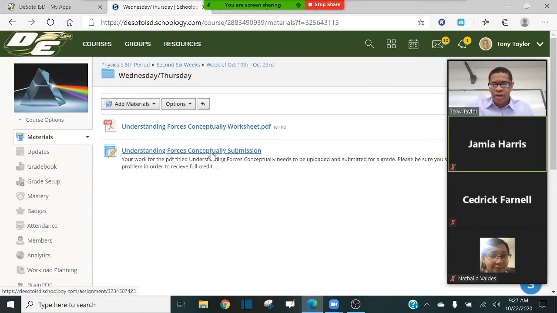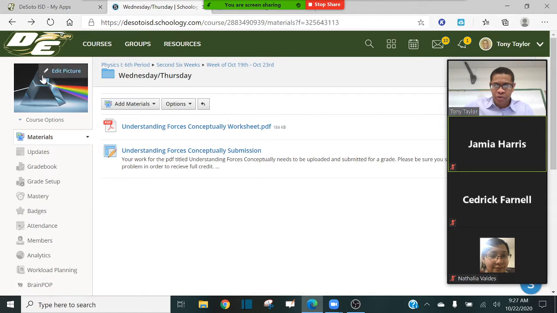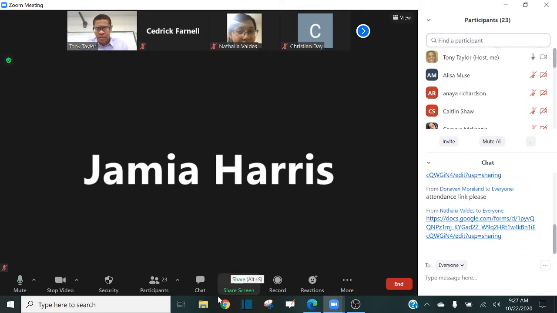Right here where it says Understanding Forces Conceptually, this is the submission box. As soon as you guys are done writing, you're going to take a picture of it and upload it into the submission box right here. Again, that will count as your grade for the day. So that's what's on the agenda. Let's get ready to start going over the material. Again, I will let you guys know when to begin writing.